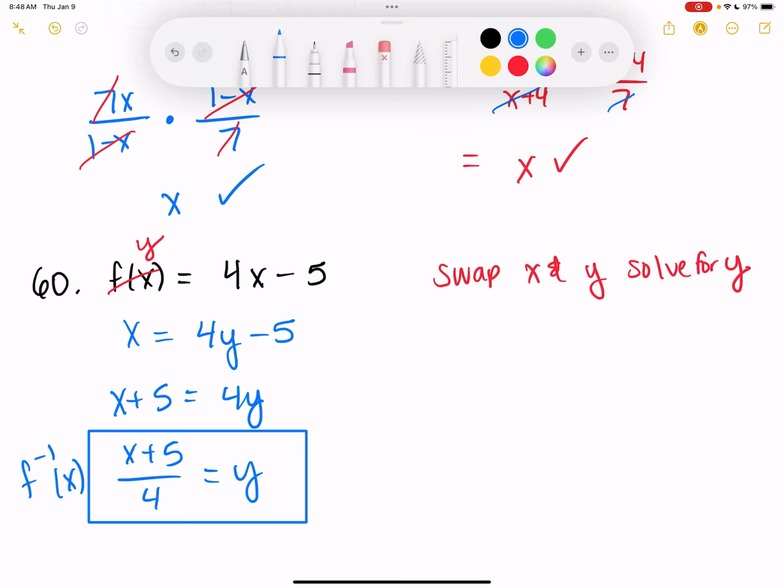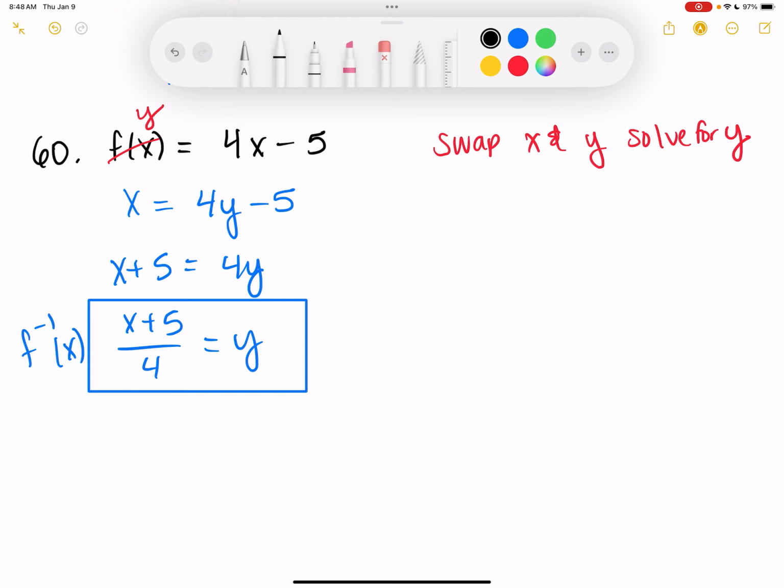All right, 64. F of x equals negative x cubed minus 2.